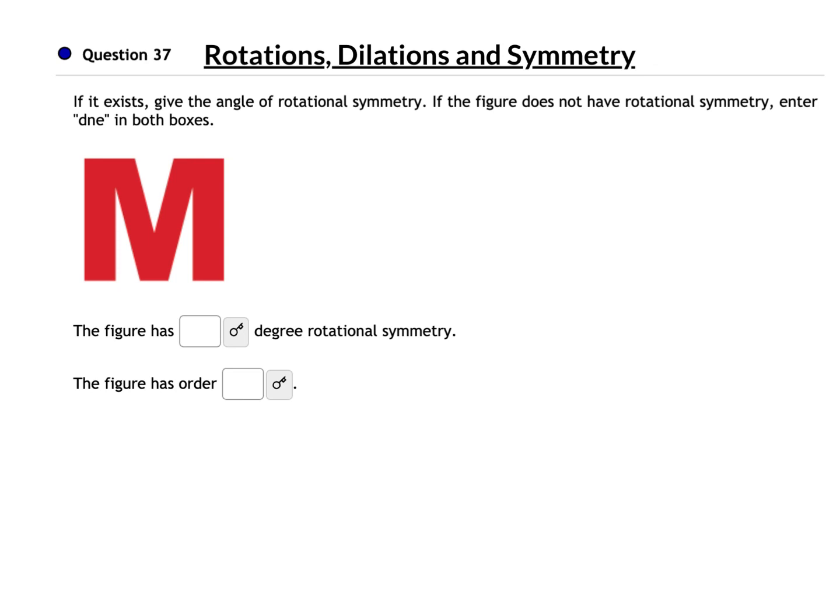Question 37. Does this one have rotational symmetry? Well, I need to point out that everything has 360-degree rotational symmetry, and that does not count. So that's not rotational symmetry. This one actually does not have any rotational symmetry. It's DNE for both. It does not exist.